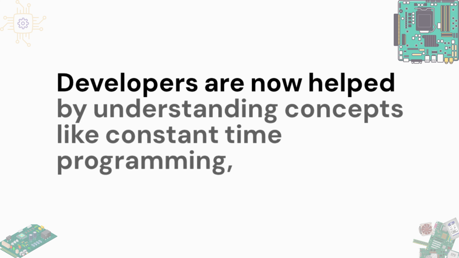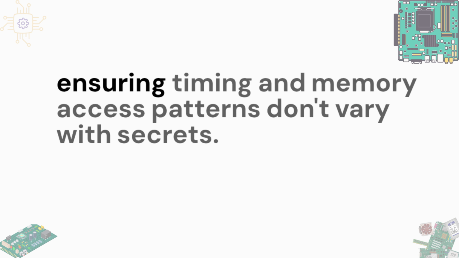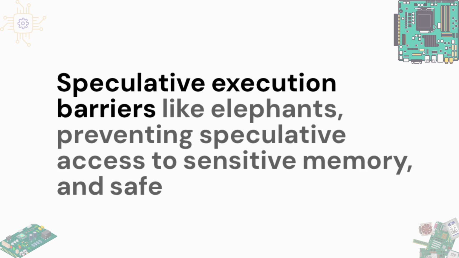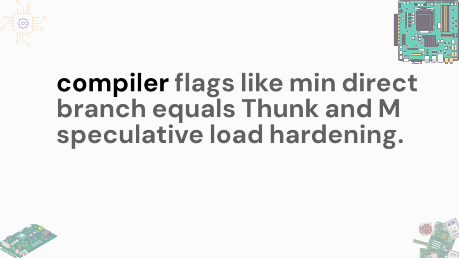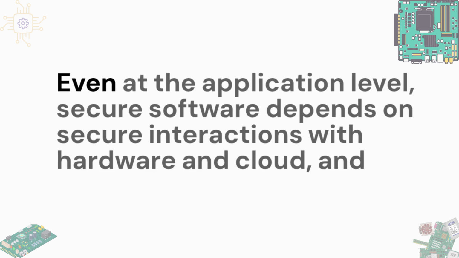Developers are now helped by understanding concepts like constant-time programming, ensuring timing and memory access patterns don't vary with secrets. Speculative execution barriers like LFENCE, preventing speculative access to sensitive memory. And safe compiler flags like -mindirect-branch=thunk and -mspeculative-load-hardening, even at the application level. Secure software depends on secure interactions with hardware.